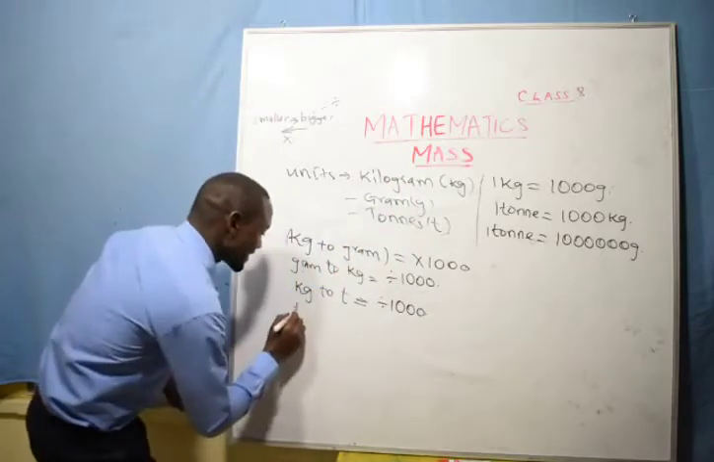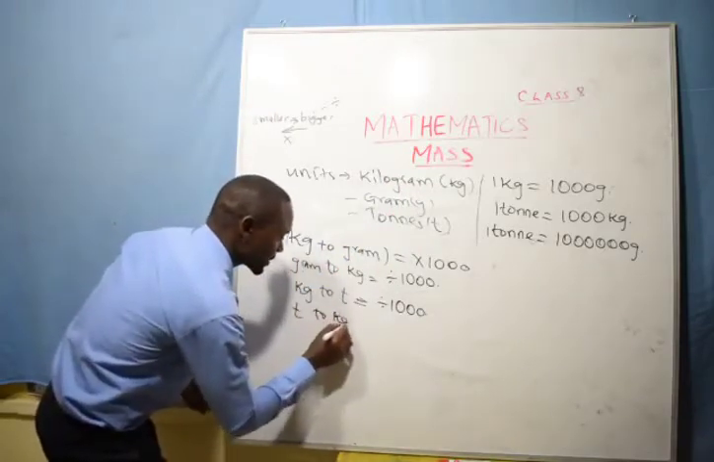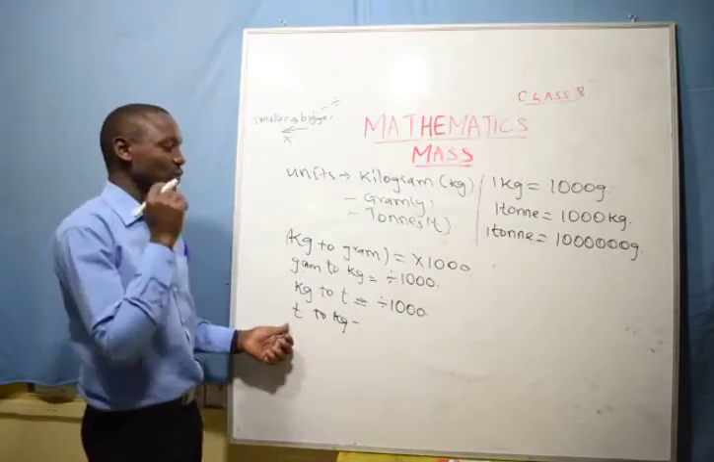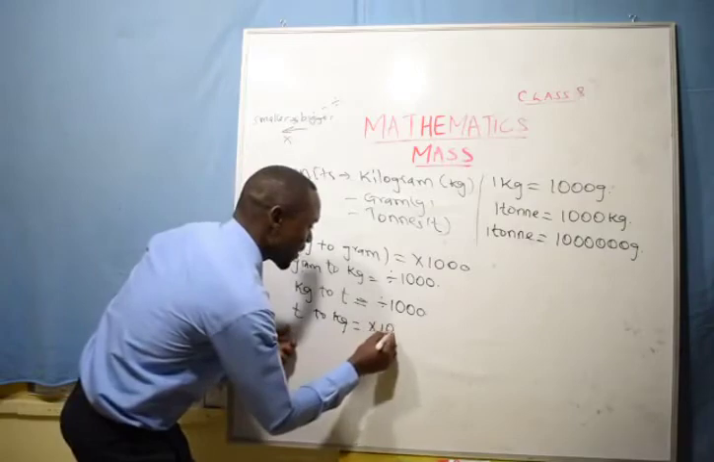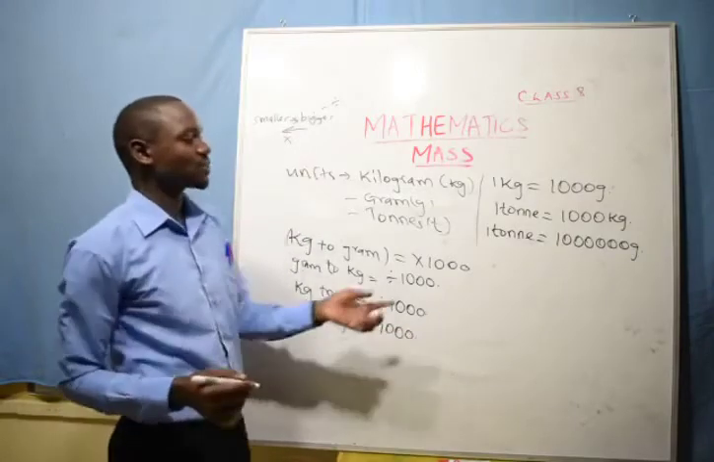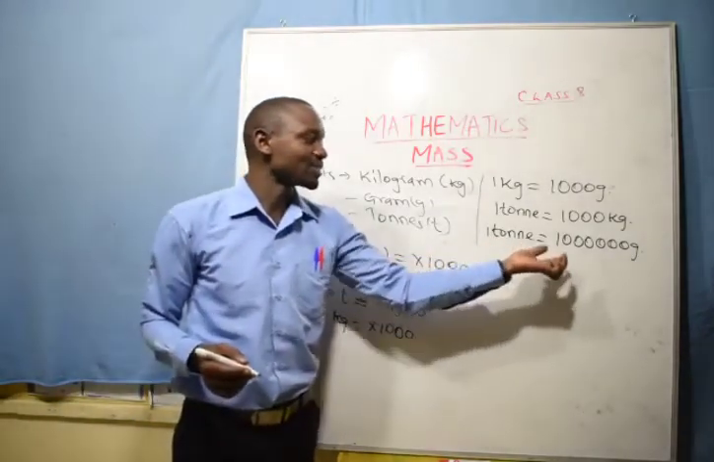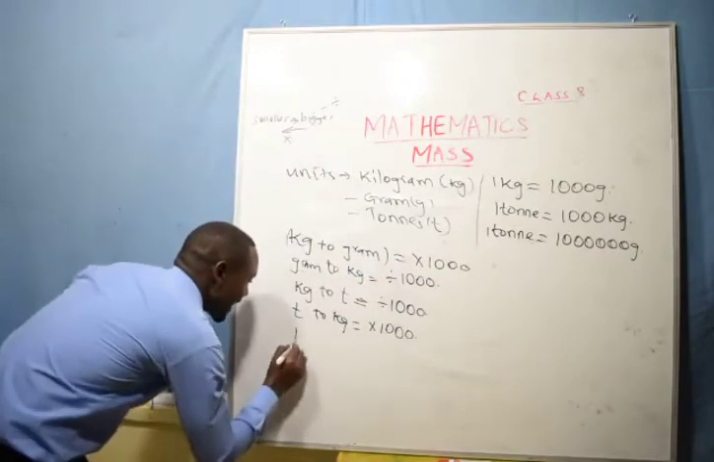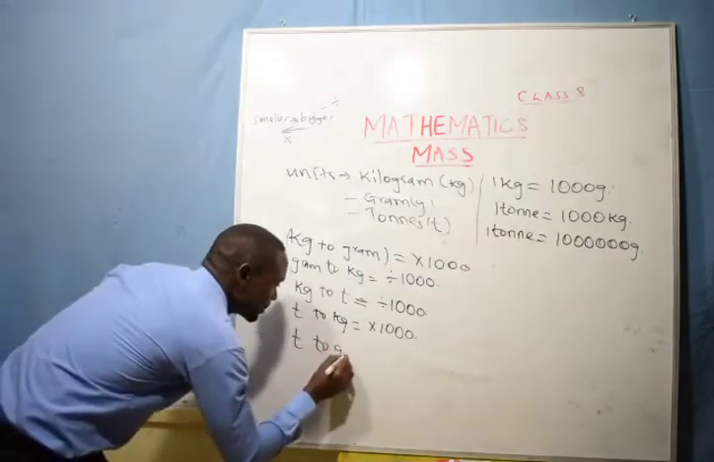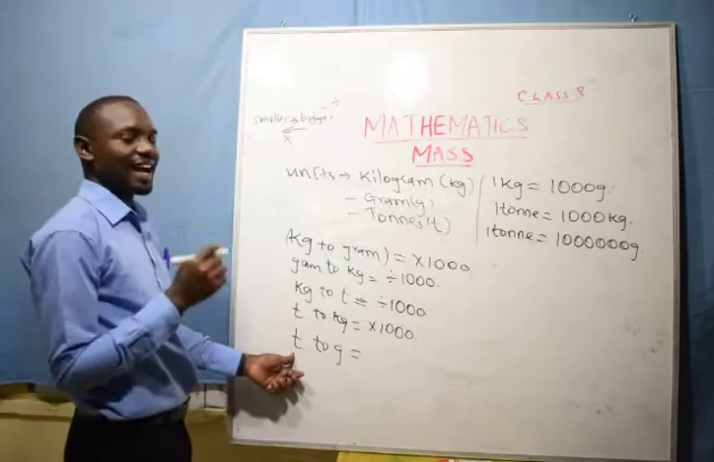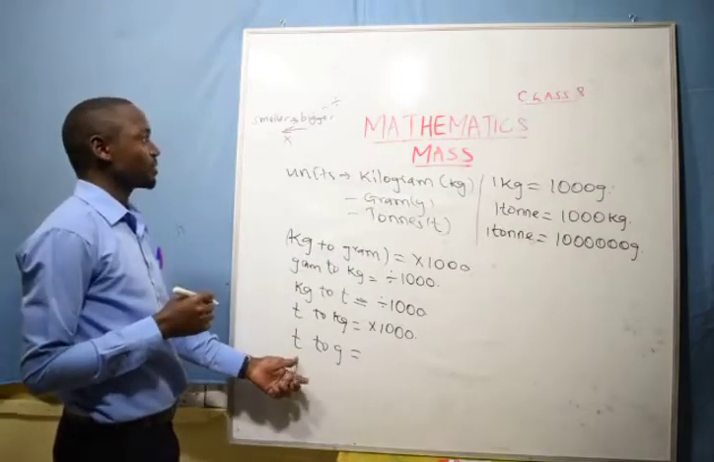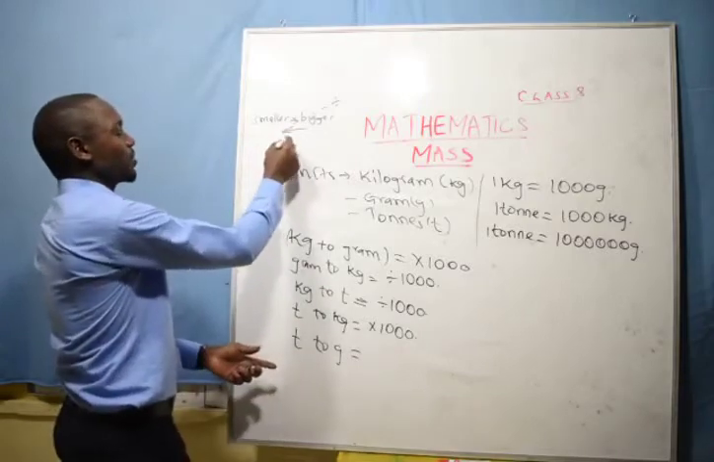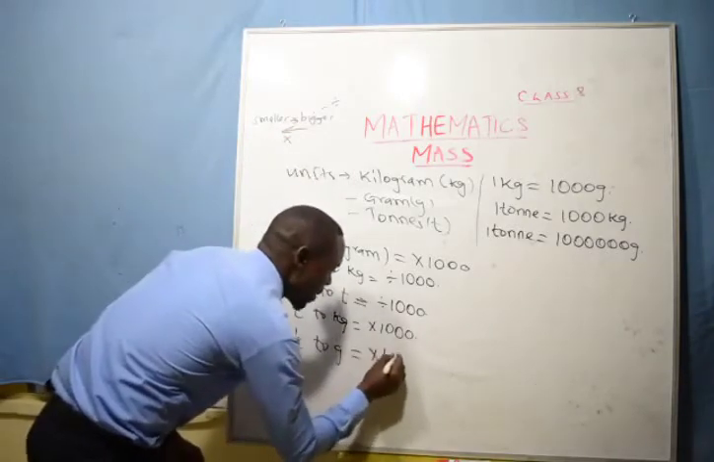When converting tons to kilograms, this is from a large unit to a smaller unit. Large to small, we multiply by 1,000. Same applies to conversion from tons to grams. Tons is the largest unit, grams is the smallest unit. We are converting from big to small, so we multiply by 1 million.